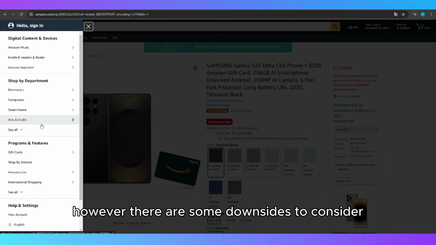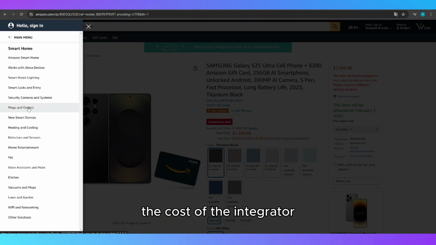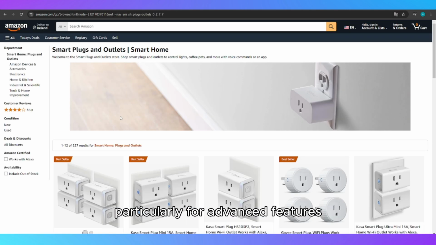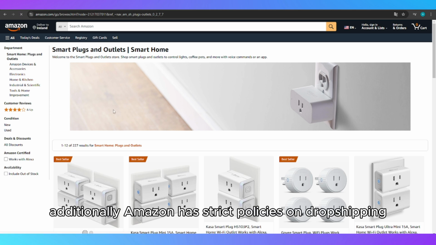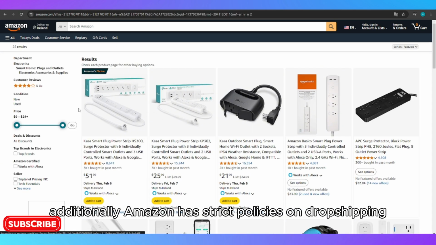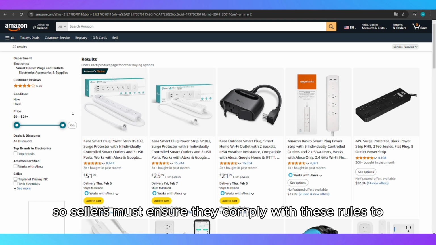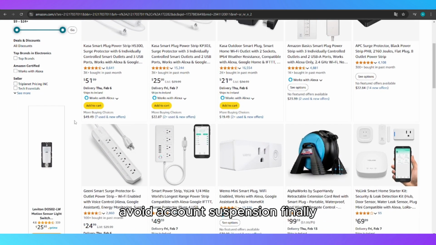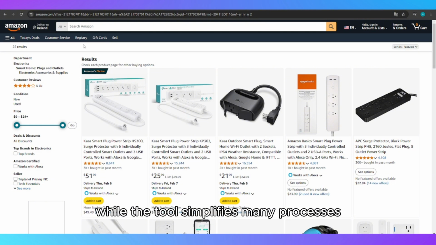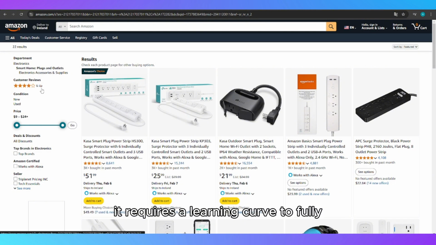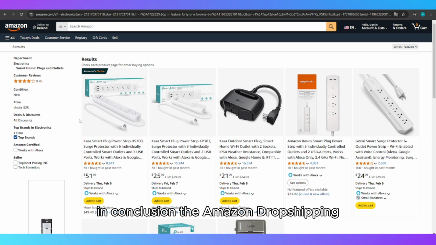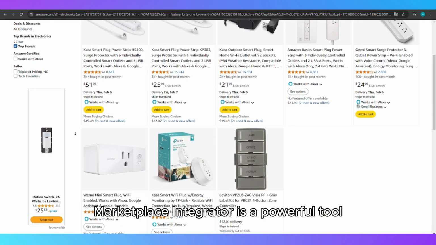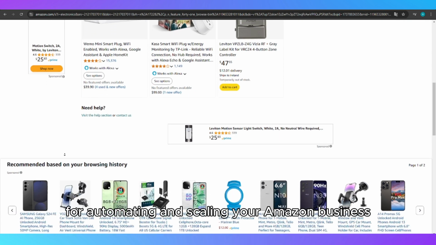However, there are some downsides to consider. The cost of the integrator, particularly for advanced features, may be a challenge for beginners with limited budgets. Additionally, Amazon has strict policies on dropshipping, so sellers must ensure they comply with these rules to avoid account suspension. Finally, while the tool simplifies many processes, it requires a learning curve to fully utilize its features, particularly for sellers new to Amazon's ecosystem.